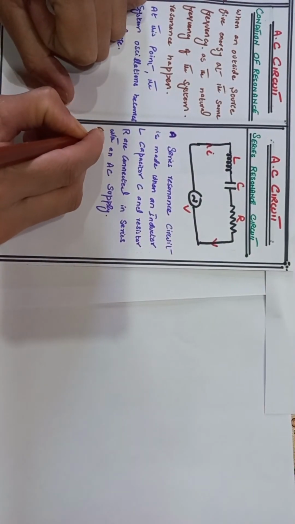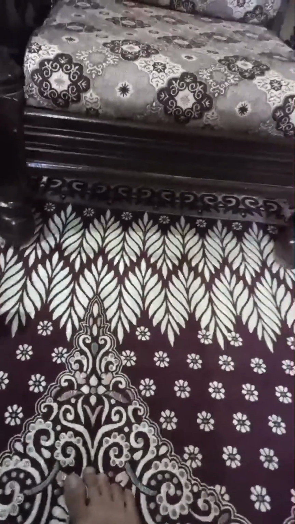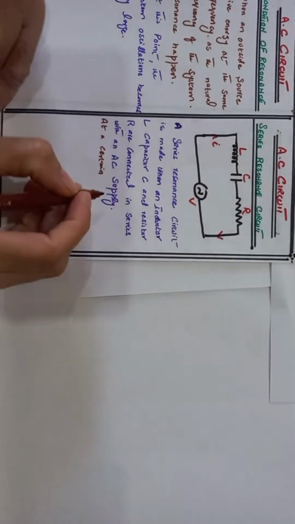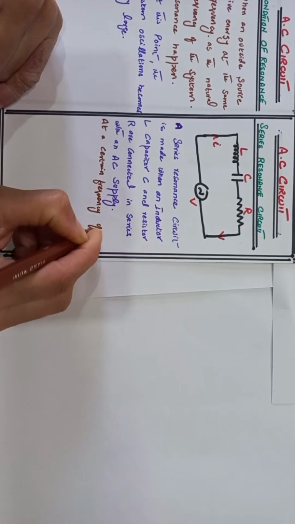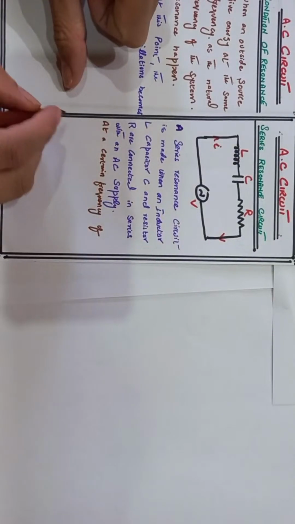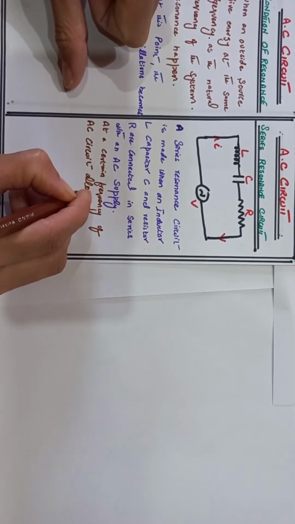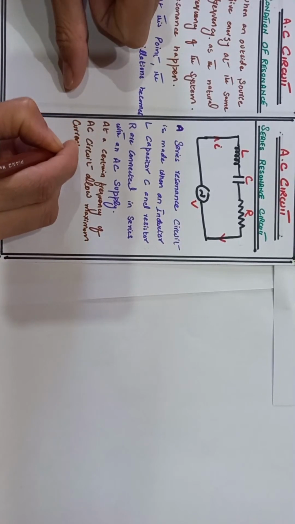So here we write that at a certain frequency of the alternating current circuit, the circuit allows maximum current to flow.